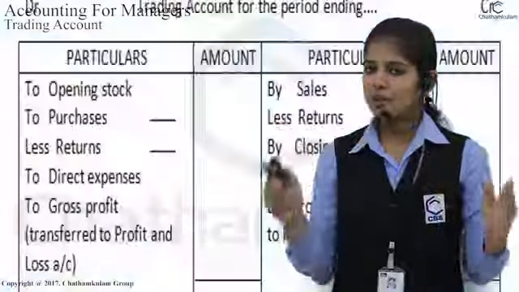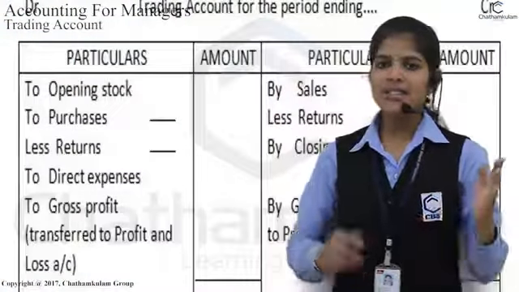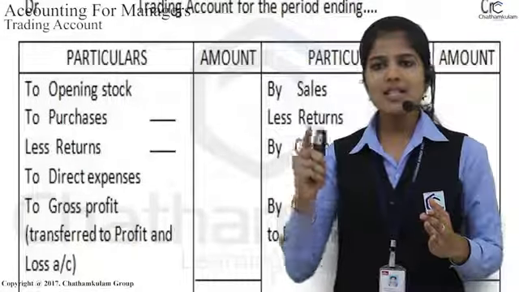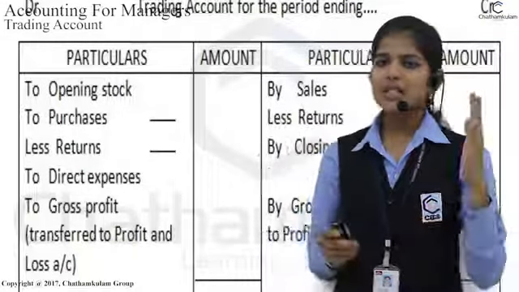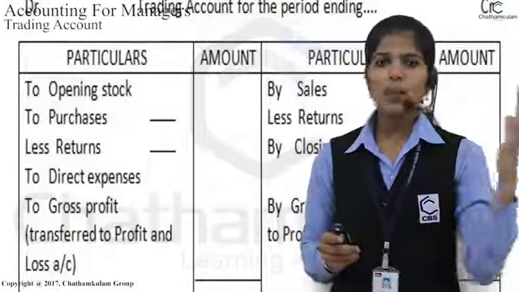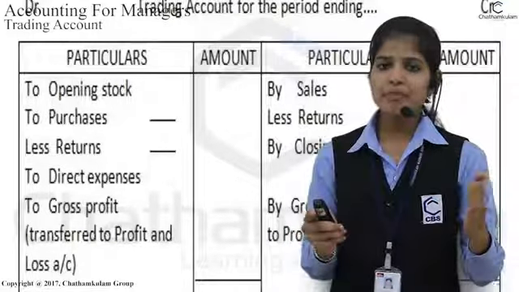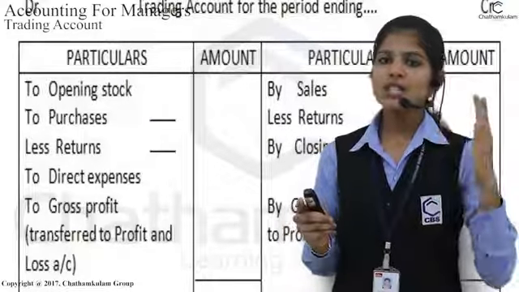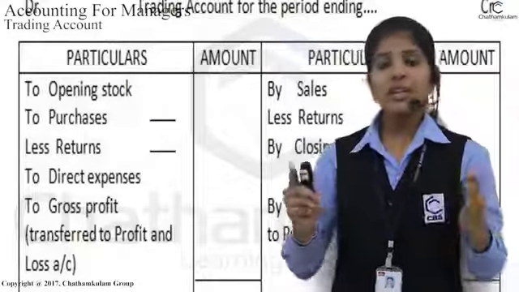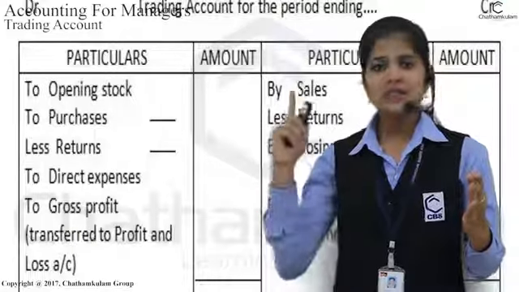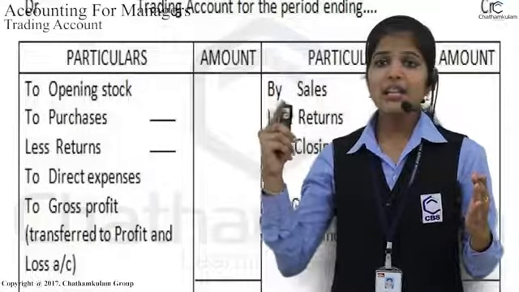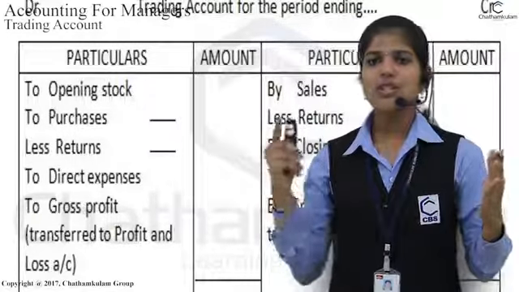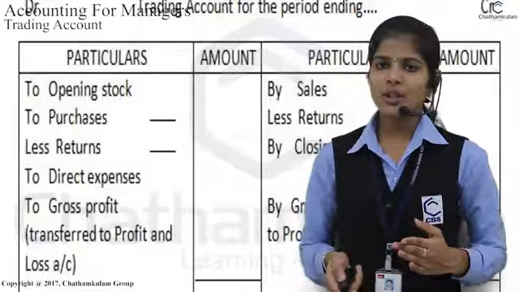There is a particular format for the trading account, with a debit side and a credit side. On the debit side, there is a particulars and an amount column, and on the credit side, there is also a particulars and an amount column. In the debit side particulars column, we enter the opening stock, purchases less returns, direct expenses, and gross profit, which should be transferred to the profit and loss account. On the credit side, we enter the sales less returns, closing stock, and gross loss, which should be transferred to the profit and loss account.